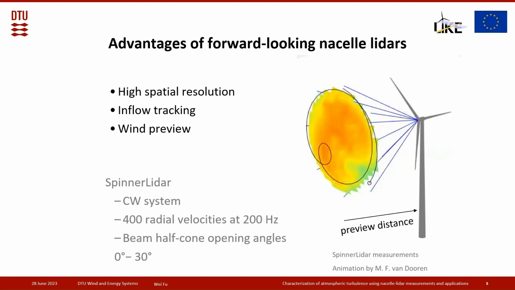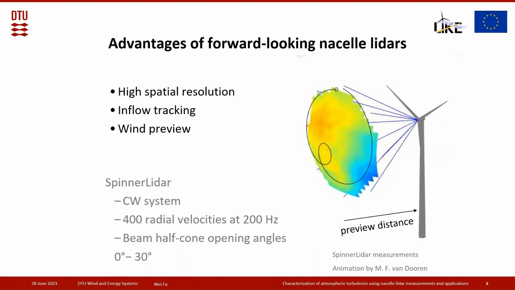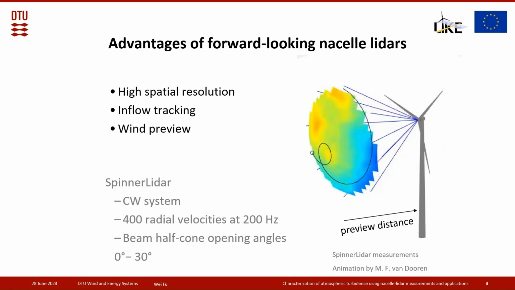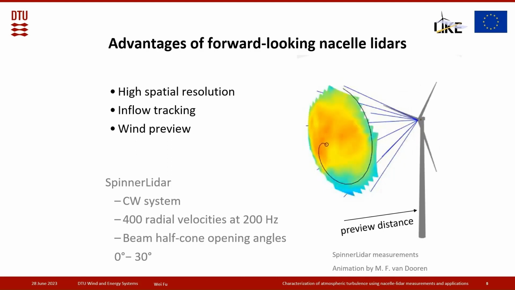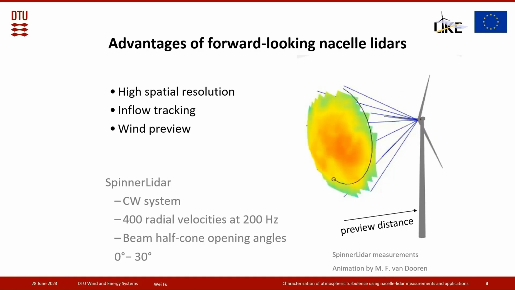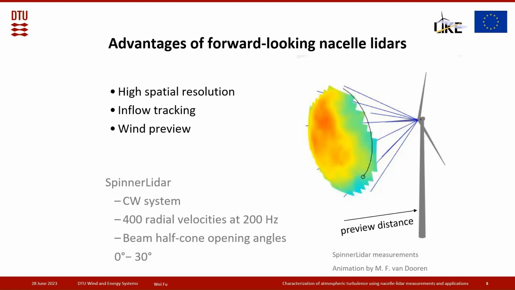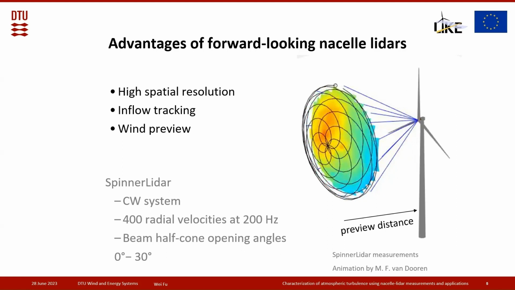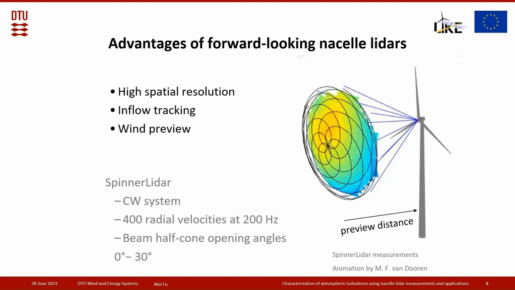We will see this multi-beam LiDAR a lot in the next few slides, so I want to give a little bit more information about it. The spinner LiDAR is based on a continuous wave system, and as you can see, it can scan the inflow at 400 radial velocities at 200 Hertz. So it really gives us really detailed information of the inflow. It completes the scan every 2 seconds. The half cone opening angle, which means the angle between the center line of the scanning pattern and the beam, is between 0 degrees and 30 degrees for the spinner LiDAR.